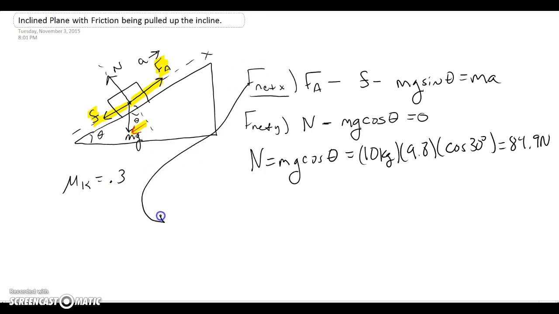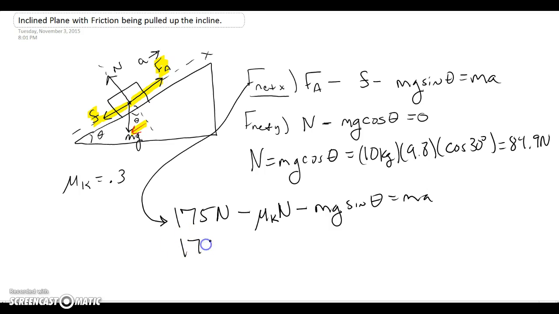Now we are going to solve for acceleration. Let's say we are going to pull the ramp up with a force of 175 newtons minus our frictional force, which is equal to mu k N, minus mg sine theta equals ma.